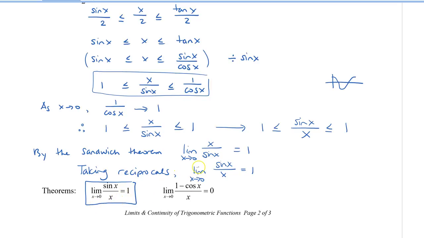Okay, and then we can also find a proof for this one here, which you should also memorize, that the limit of (1 minus cos x) divided by x as x approaches 0 is 0. Now it's not actually that similar to this first one here, so this is something that you should memorize. All right, so I've shown you the limit of sin x over x as x approaches 0 is equal to 1. And then I'll show you in another video how to apply this theorem.